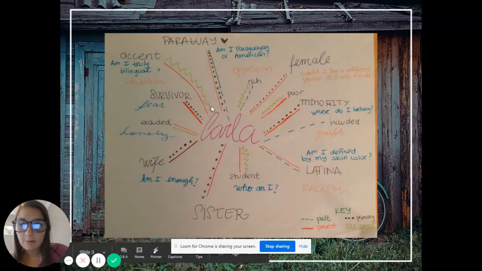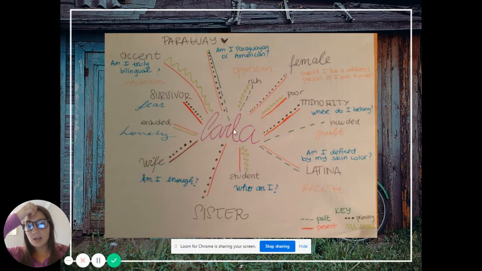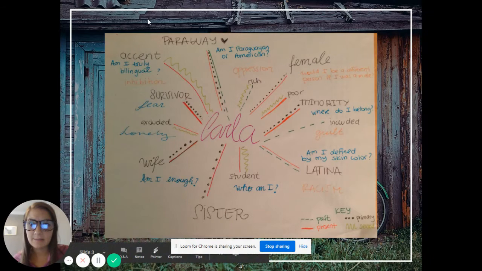So here's another example. This is a handwritten one, so it looks a little bit different, but there's the name in the middle, Carla, and on the outside there's things that make up her identity. So Latina, minority, poor or rich, female, a student, a wife, survivor. She also has an accent and she's from Paraguay. So just different things about her personality.